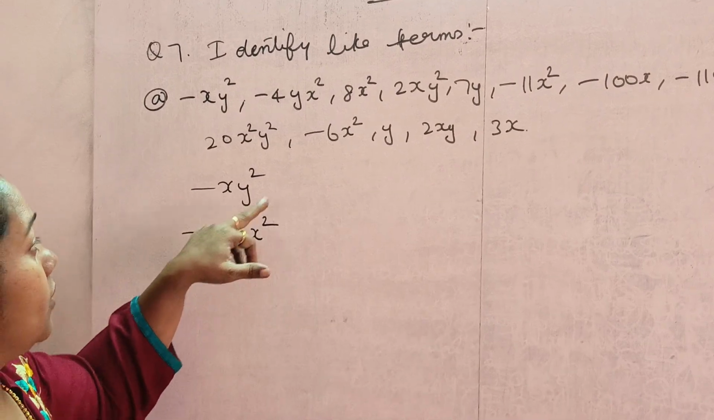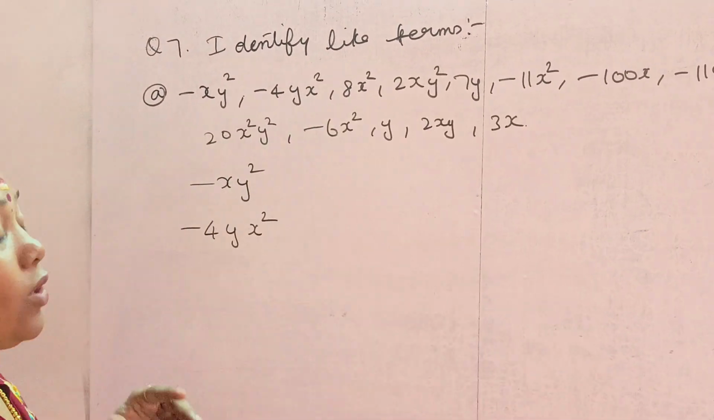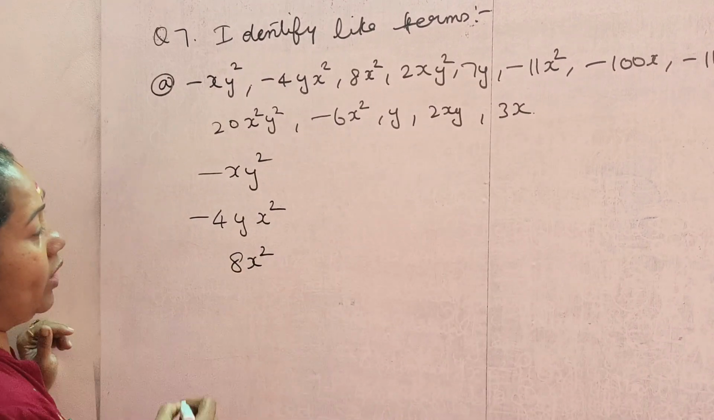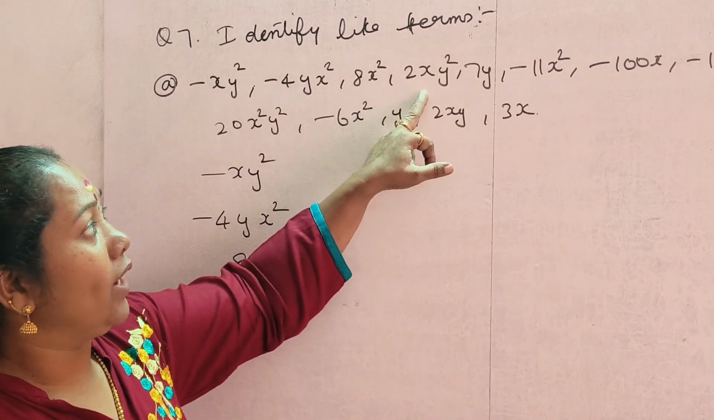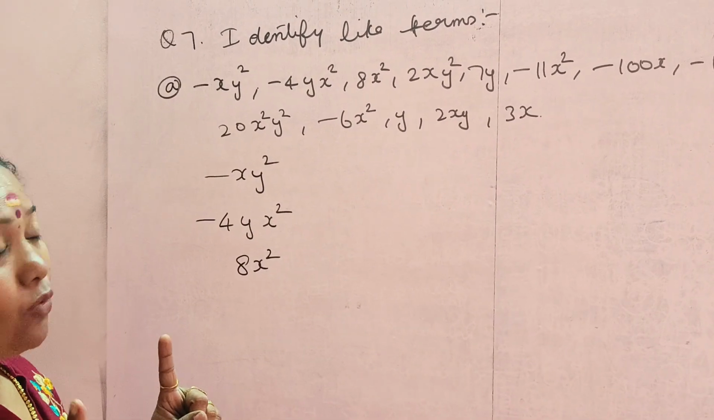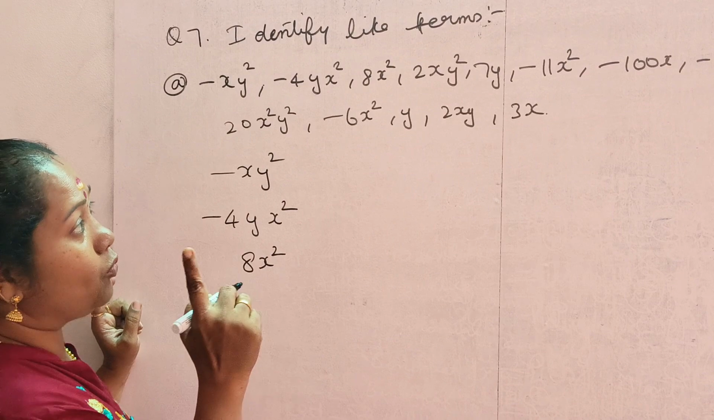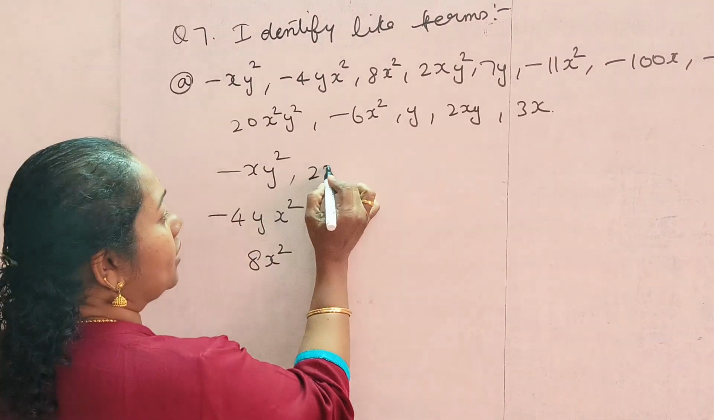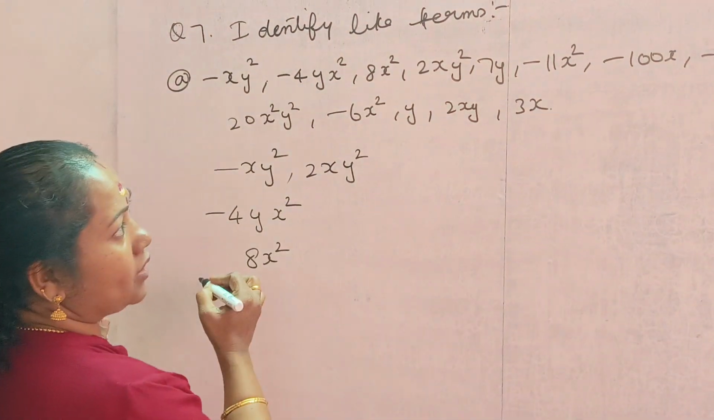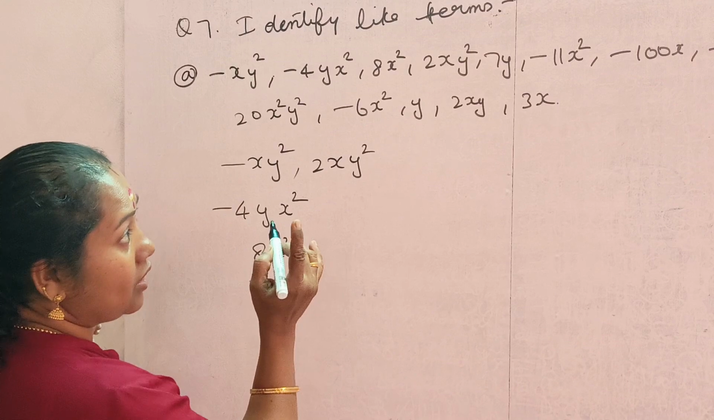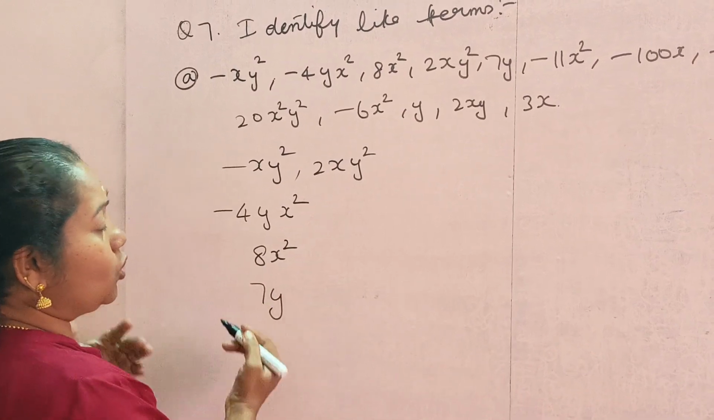Because the y has power 2 here and 1 here. So these are different. Now third question is 8x squared. That's again a different one. So let us write in the third line. 8x squared. Now fourth one is 2xy squared. X has 1 power and y has 2 power. So xy squared is this one. So we will write here 2xy squared. Next one is 7y. The 7 is the coefficient. Y is the variable. So we have to write a new one.